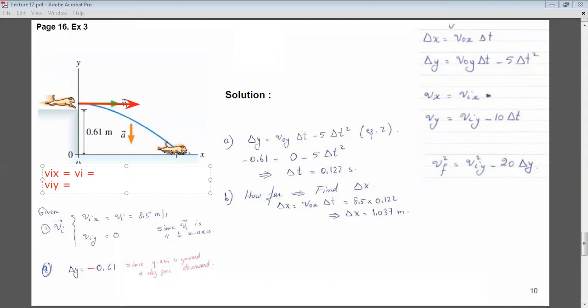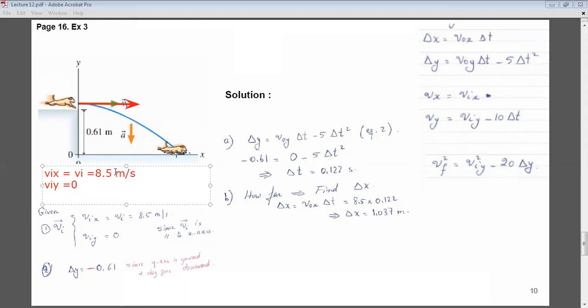Because here the angle this red vector makes with the green is 0. So cosine 0 is 1. So V initial x is V initial, which is equal to 8.5 meters per second. V initial y is 0 because the vector is along the x-axis. Okay, so this is the first piece of information we have.